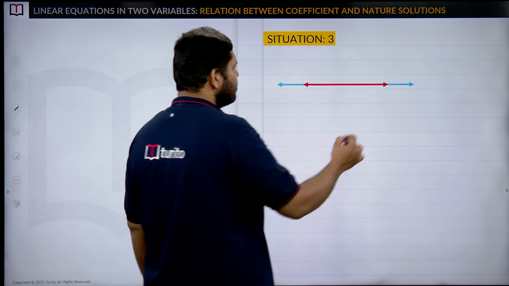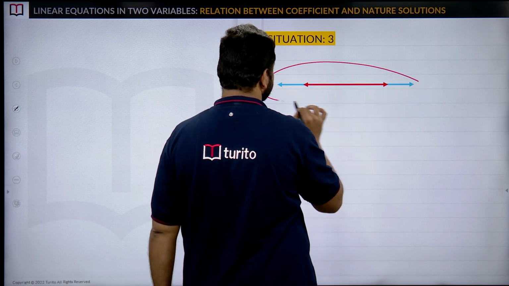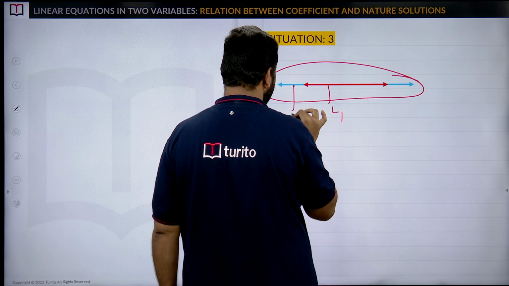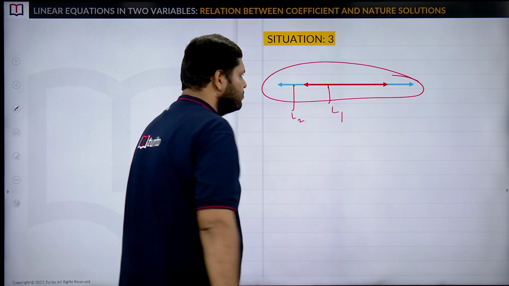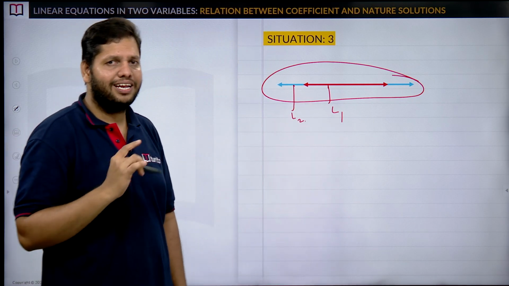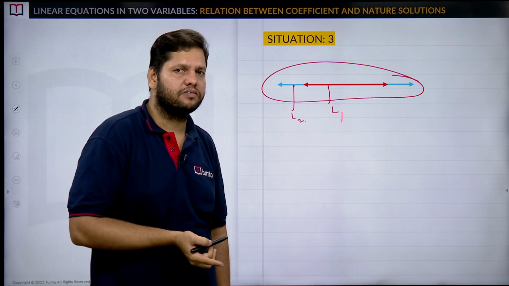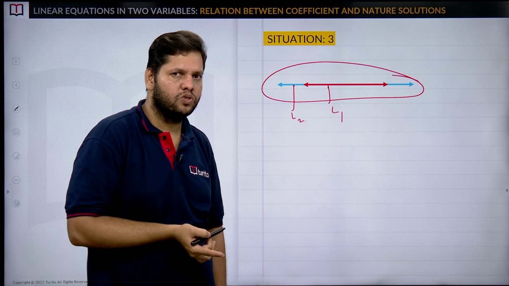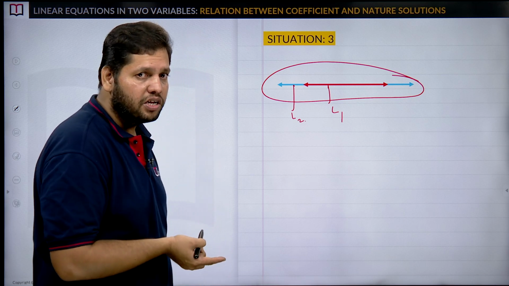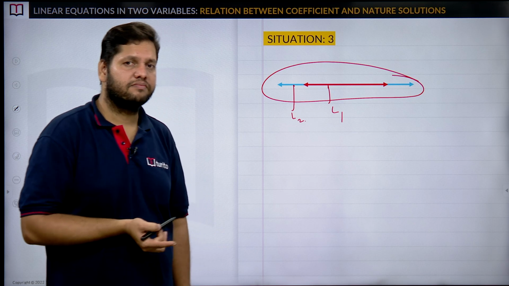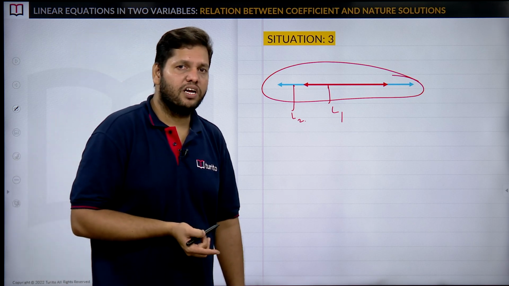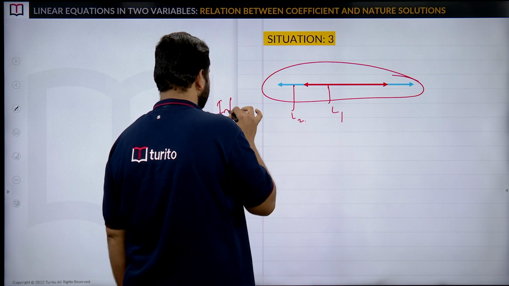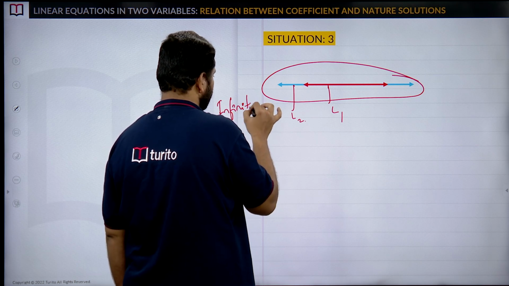Next, children, another case. The two lines are what? Lying on one another. So you can take this red color line as L1 and this blue color line as L2. Here one line is lying on another line, isn't it? So I can say the two lines coincide. So when the two lines coincide, can you tell me what is the number of solutions, children? Infinitely many.